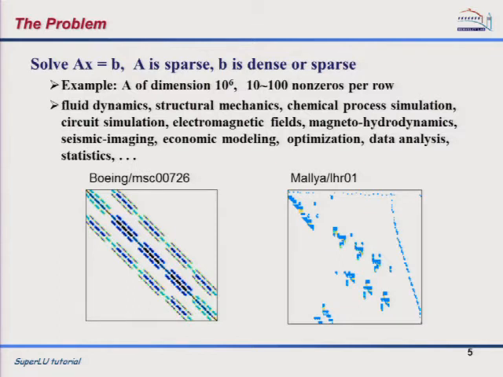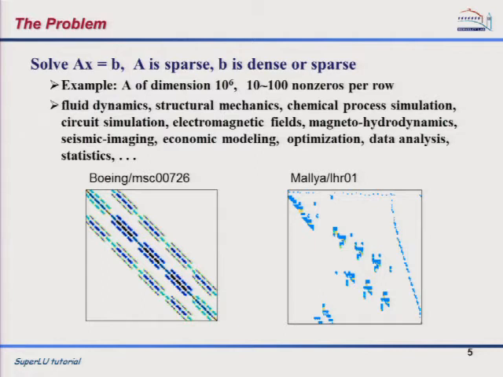And this is what we're talking about here. For example, for a matrix of dimension 1,000,000, 10 to the 6, it's often the case that you have only 10 to 100 non-zero entries per row. So in that case, you have a sparse matrix. So you have to pay attention to benefit from the sparse structure. And matrices like this show up in a number of different applications, from fluid dynamics to statistics and electromagnetics and data analysis, engineering, and others.